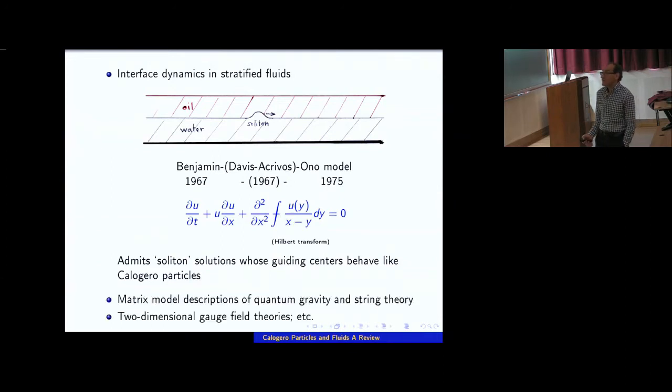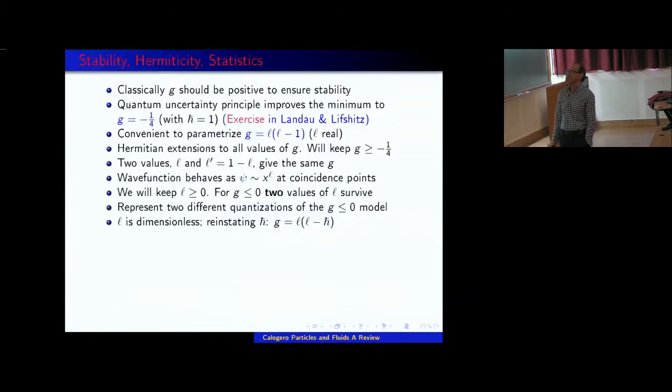There are many other applications. They appear whenever you have a matrix model, you should expect a Calogero model, and matrix models have been used for descriptions of quantum gravity, string theory, etc. They also appear in two-dimensional gauge field theory, etc., etc.